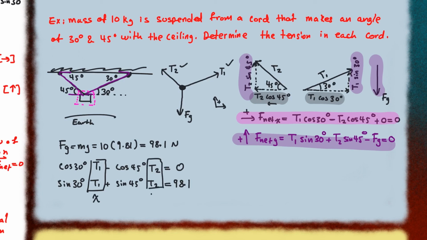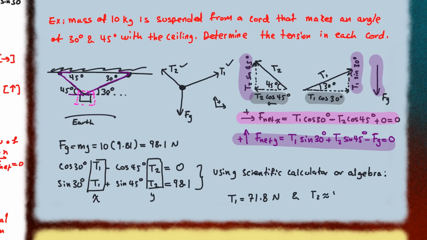T1 is like our x and T2 is like our y. So we can either use a scientific calculator or algebra using elimination or substitution to solve this. In this case, I use the scientific calculator to get T1 is equal to 71.8 Newton and T2, which is approximately 88.0 Newton. They're both approximations because they're rounded values.